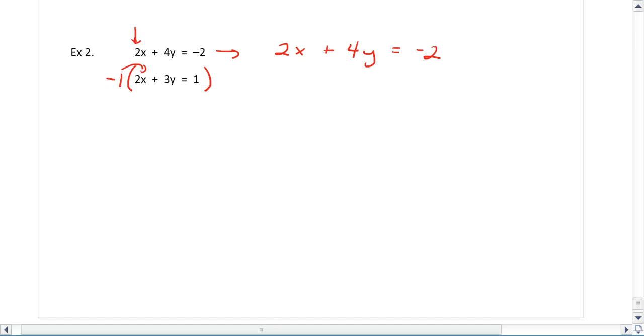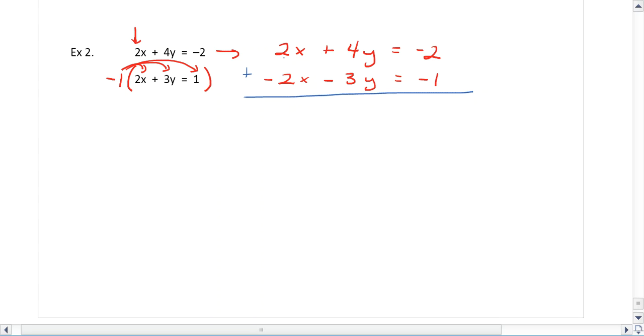You're distributing this -1 to every part of the equation. So 2x times -1 is -2x. 3y times -1 is -3y. Keep your equal sign. And -1 times +1 is -1. So now if I have planned ahead correctly, when I add these, one of the variables should add to 0.